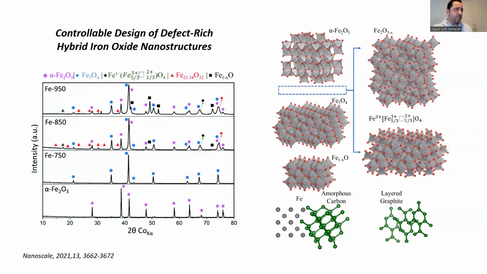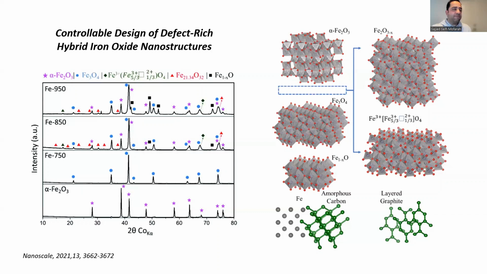For the 750 degree sample, the main phase is magnetite. For the 850 sample, we reduced the sample to different phases, different polymorphs of iron oxide. But the most interesting thing is that we have two minor non-stoichiometric phases here. And this reduction is because of the presence of carbon-based materials that we had.